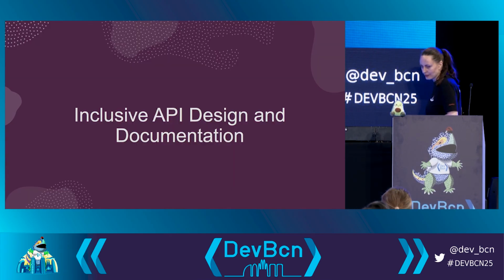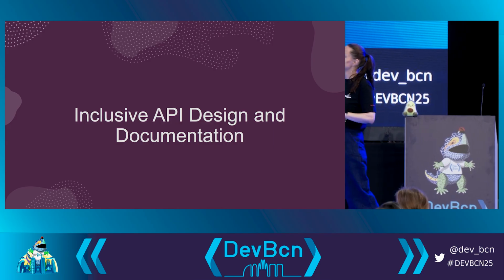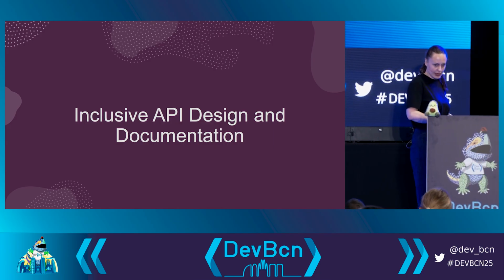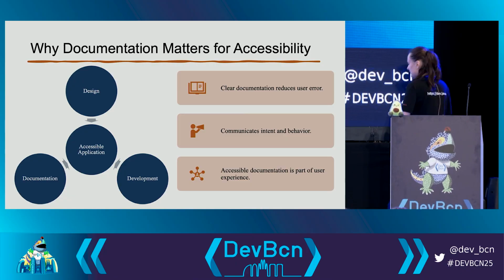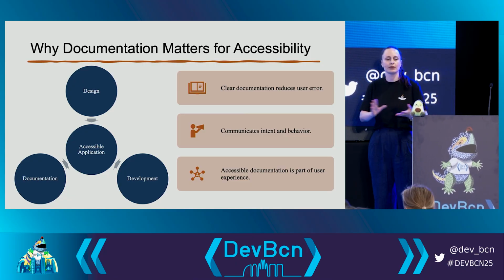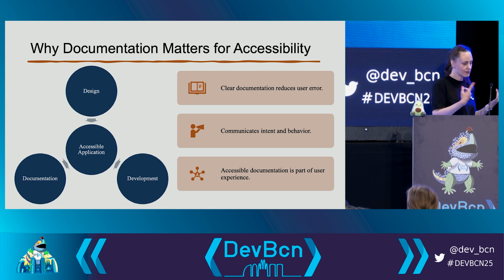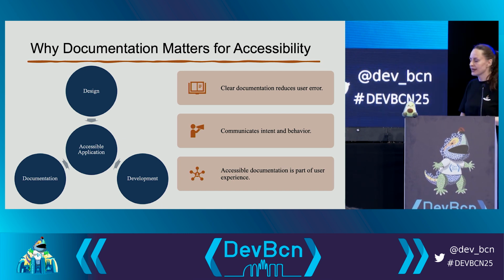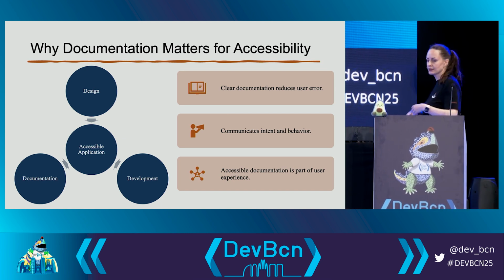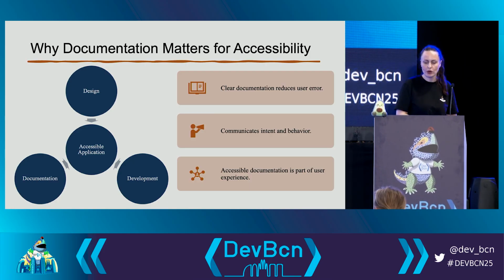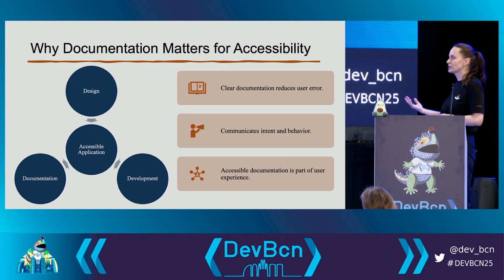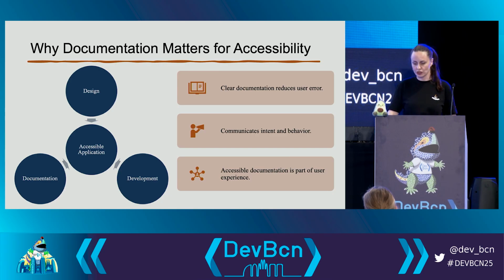Now, speaking about inclusive API design and documentation. We'll start with documentation. Why does documentation matter for accessibility? Well, we want to be able to understand what an API does, what a library does, and it helps us as developers to implement features correctly and integrate with an API, obviously, but it also communicates better the intent and the behavior of APIs and the components that we're building to assistive technologies.